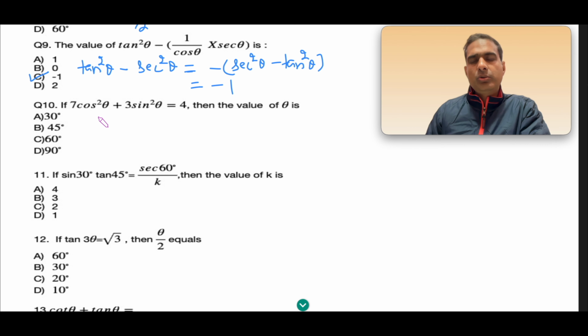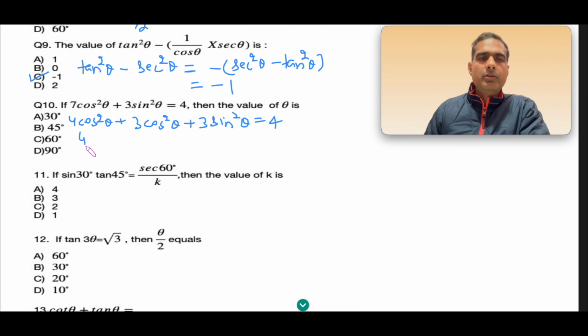So we know cos square theta plus sin square theta is 1. So I can break 7 cos square theta as 4 cos square theta plus 3 cos square theta plus 3 sin square theta is equal to 4. So from here I can say 4 cos square theta plus, if I take 3 common, cos square theta plus sin square theta will become 1, so this will be 3, is equal to 4.